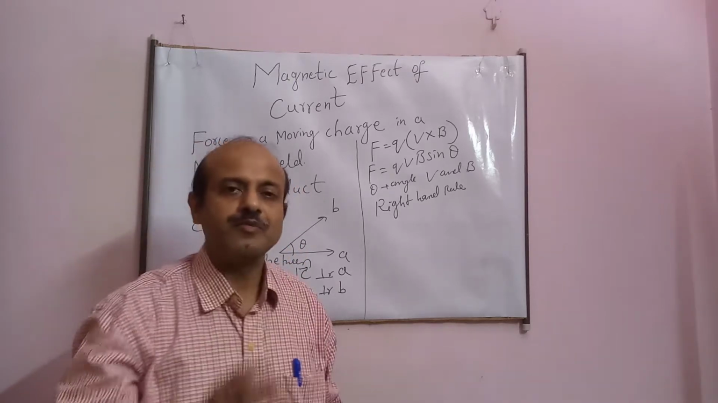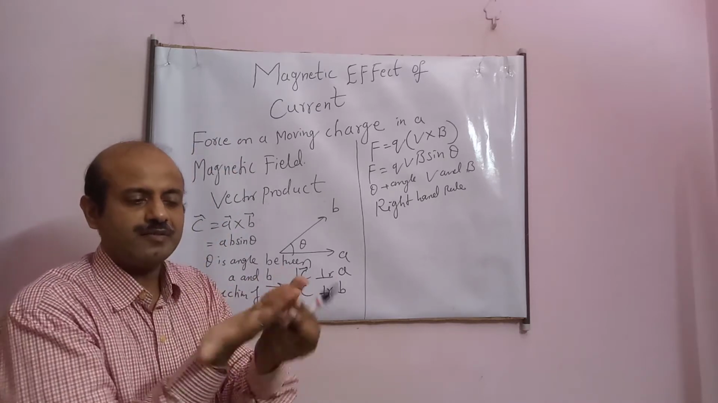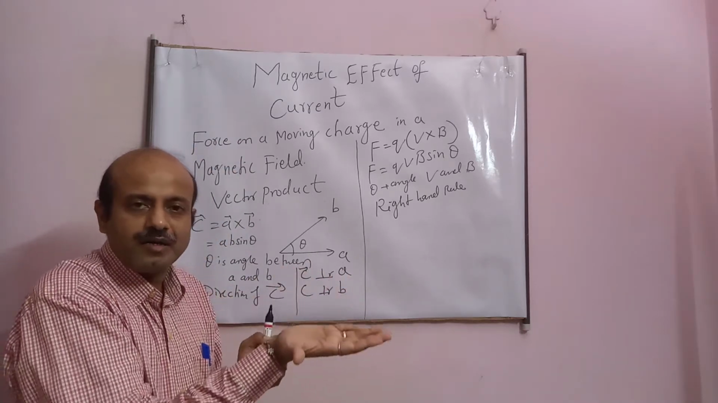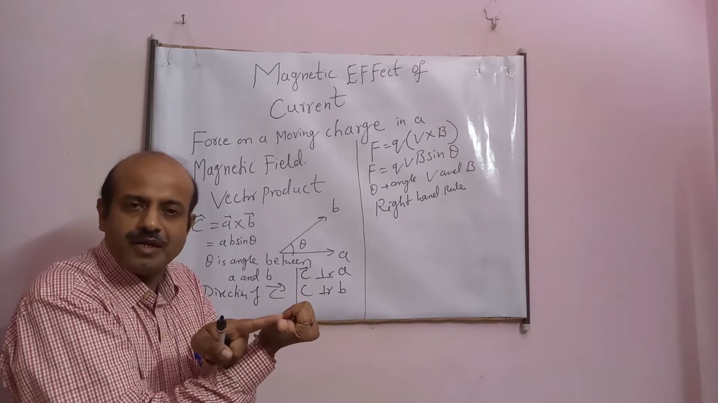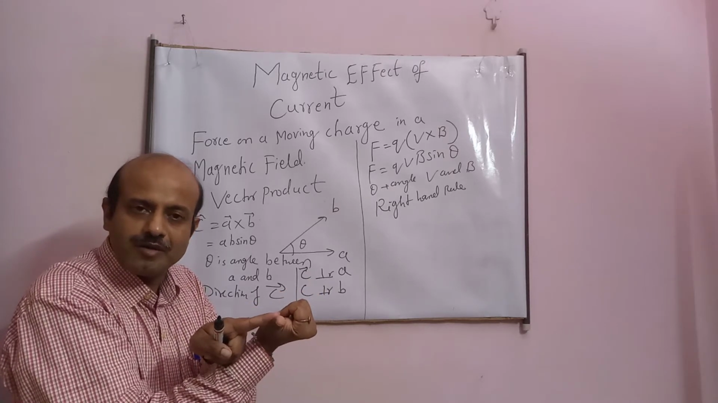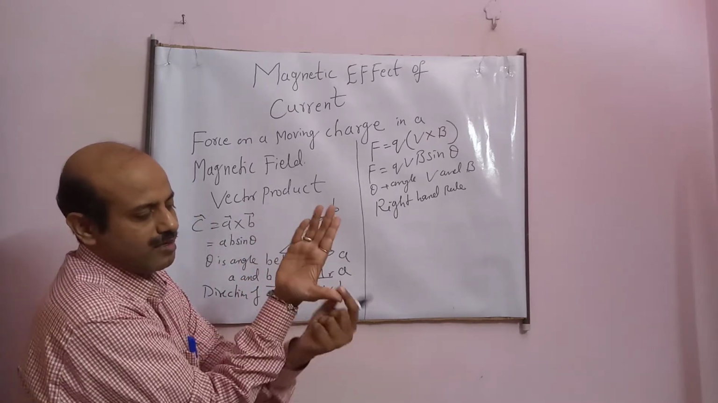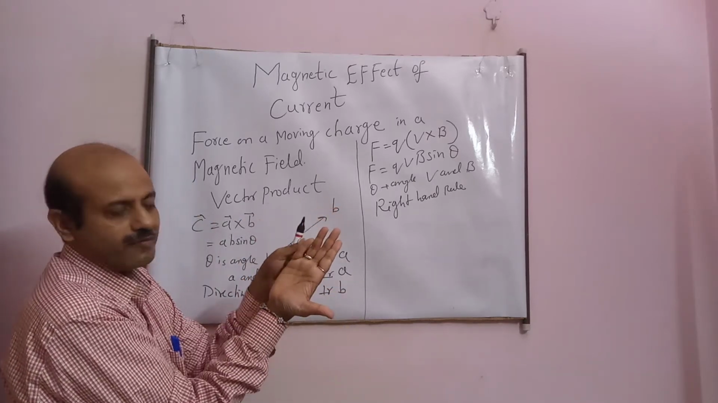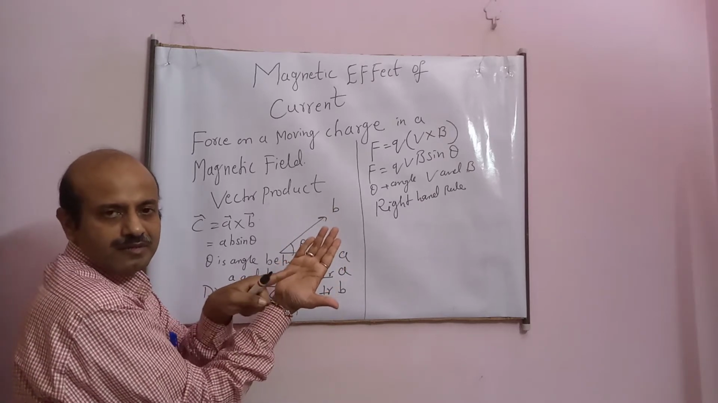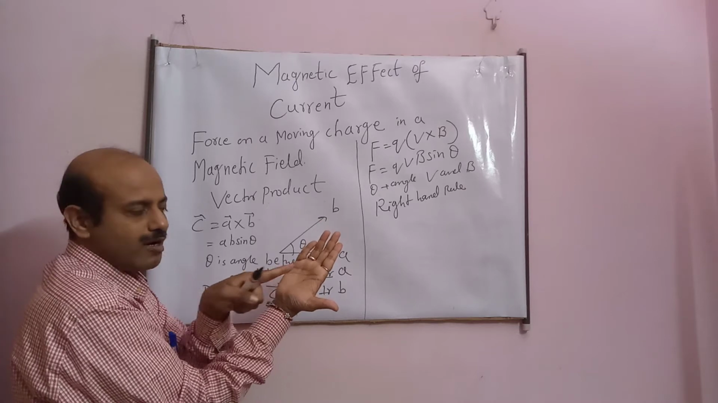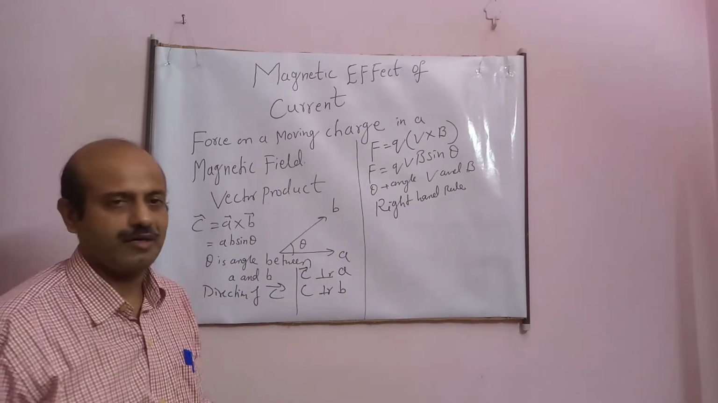So there are two rules, student. One is, you place these fingers along the first vector and curl them toward the second. The direction toward which the thumb points is the direction of the third vector, the cross product C vector. Another is, you place this along the first vector, this along the second vector. Then the perpendicular to the palm upward, the blessing rays coming out along this direction, that is the direction of the third vector.